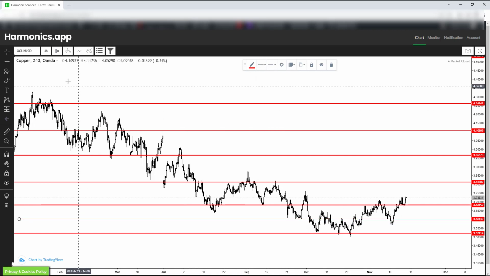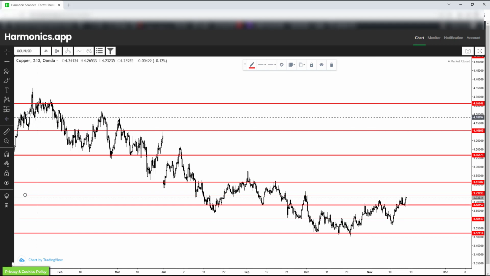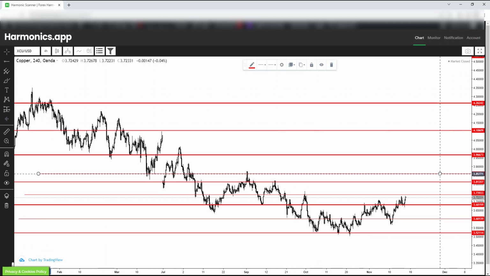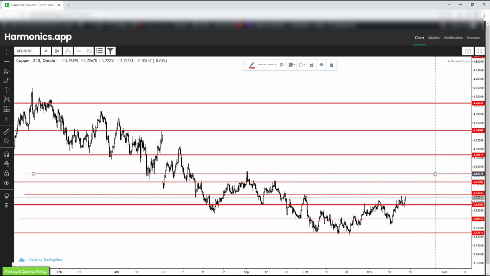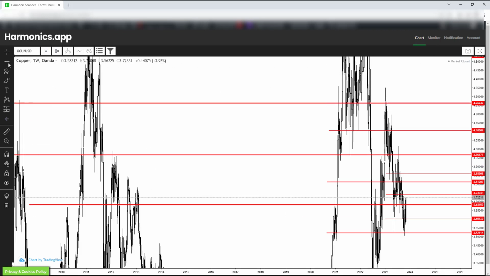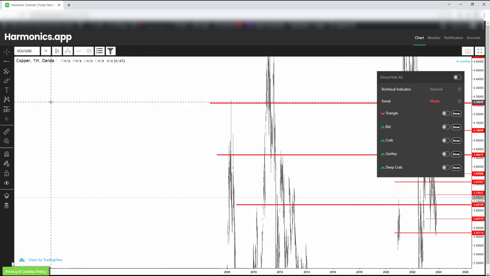This should be here. Then this one should be around this one here. And above that, let's see this one here. And here it is. Now let's go to the weekly and put the trend lines too. Just a minute. Okay.